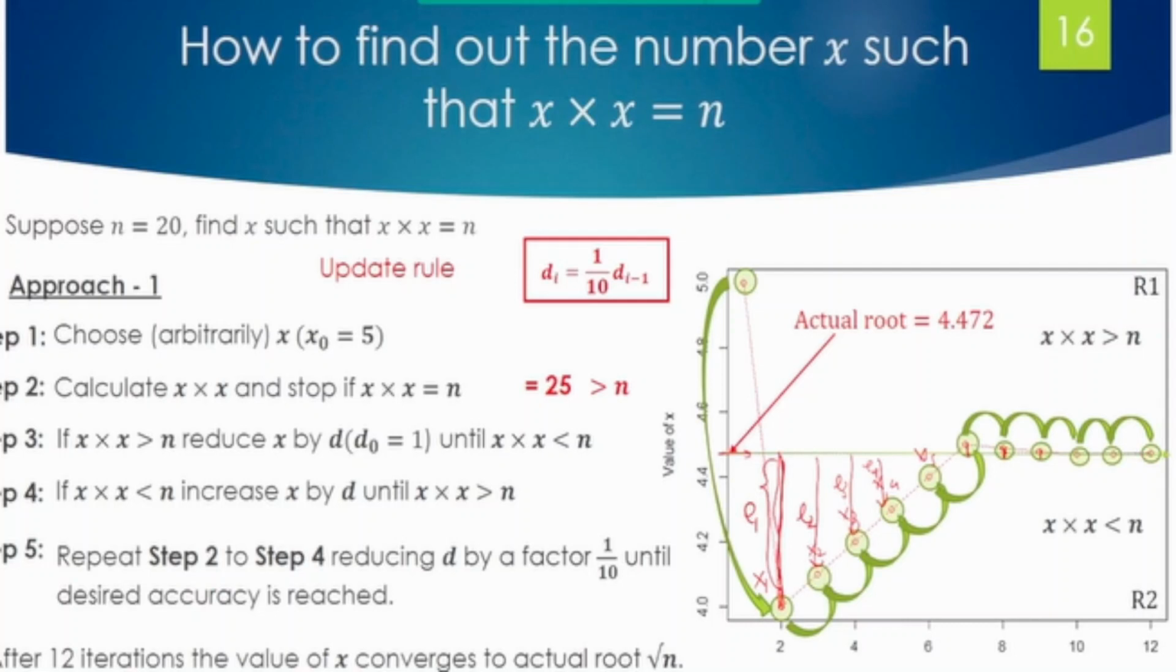So see the importance of this update rule. You need to update in such a way that it will go close to the actual root. So in this entire check and guess method, the only art is the updation strategy. That's what moves it in the proper direction.